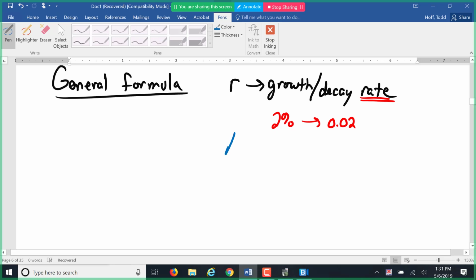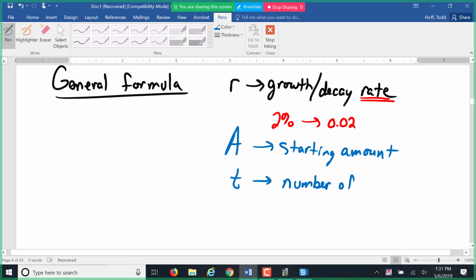And we're going to use capital A as a starting amount. And T is simply going to be the number of periods. In most cases, that'll be years. If that's an annual growth rate, T would be the number of years. If it's a monthly growth or decay rate, that would be the number of months, and so on.